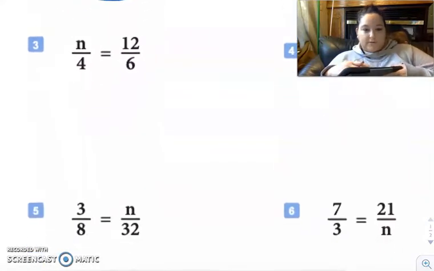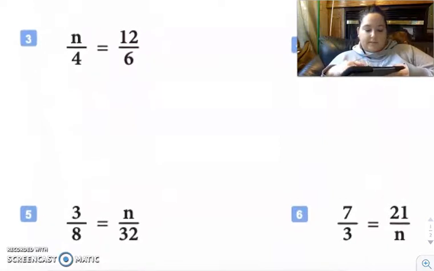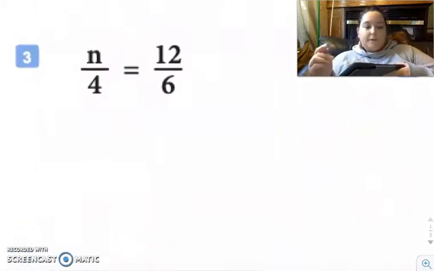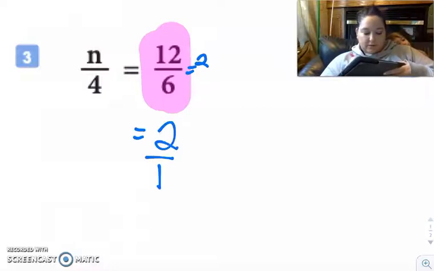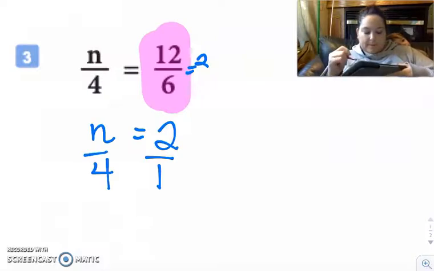Let's do number 3 together. How many fourths are equal to 12 over 6? Now, if you see a problem like this and you know right away that 12 over 6 is the same as 2, right? You could change that to 2 over 1 equals n over 4. So, we could solve this one right here.